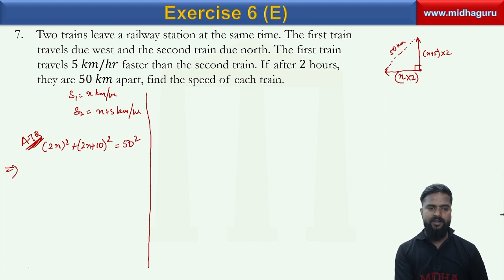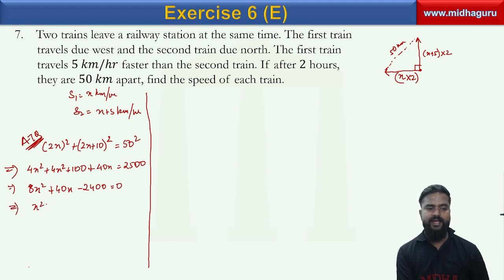Since this is the base and the perpendicular, the sum of their squares is equal to the square of the hypotenuse. We have x squared plus x squared plus 100 plus 20x plus 10x, is equal to 2500. Now we have 2x squared plus 30x, bringing 2500 to this side, we get minus 2400 is equal to 0. We divide the entire equation by 8, we get x squared plus 5x minus 300 is equal to 0.